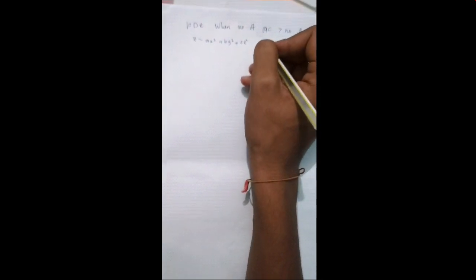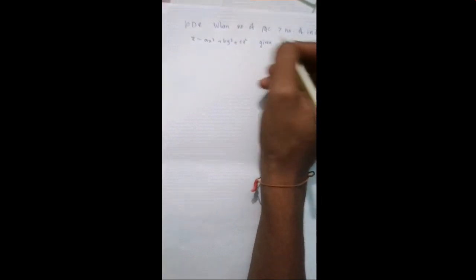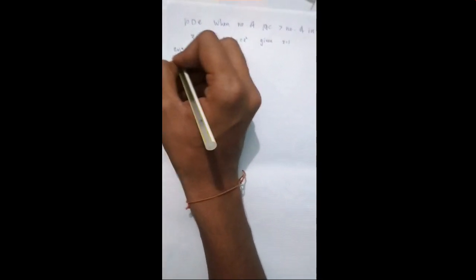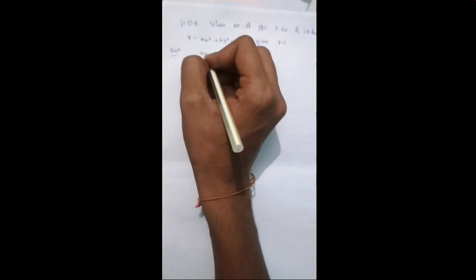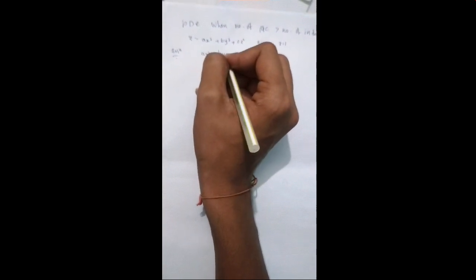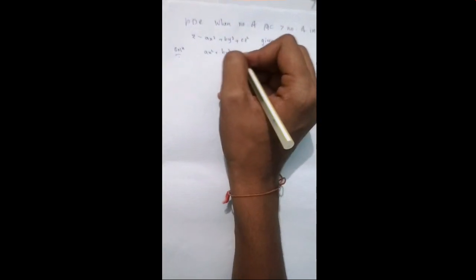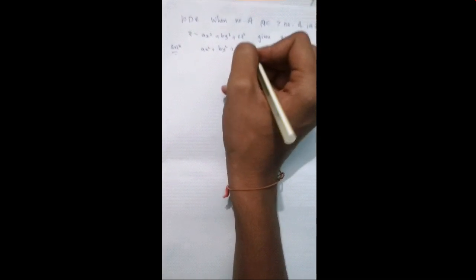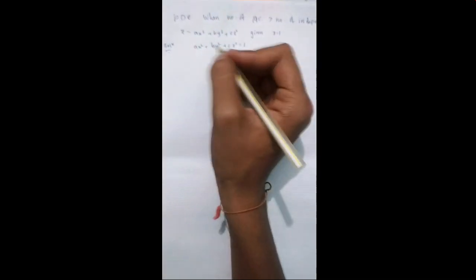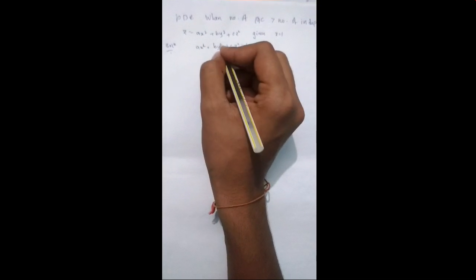and given z = 1. That is the solution. The solution is ax² + by² + cz² = 1. Now, since the equation is of second degree, the order of the differential equation will be 2.